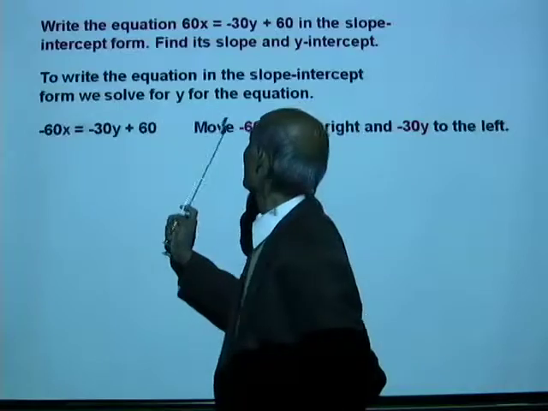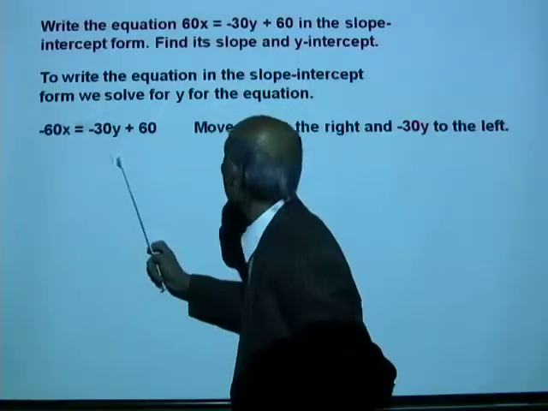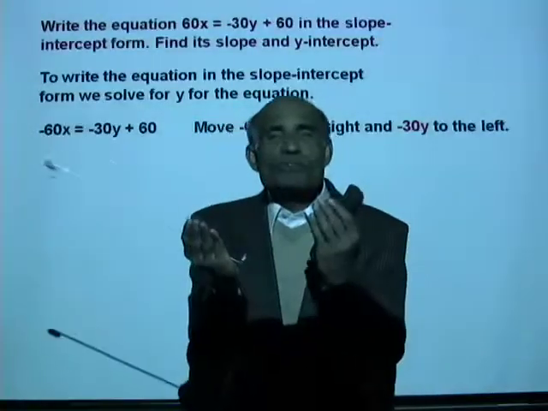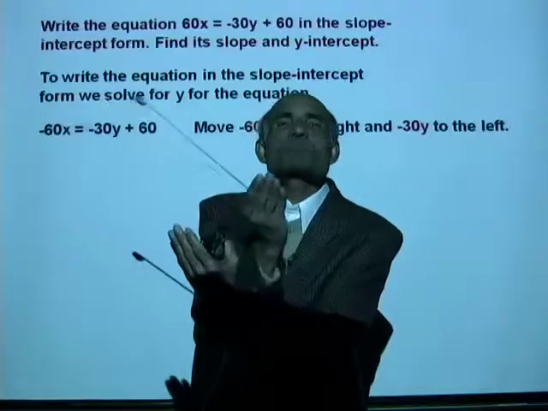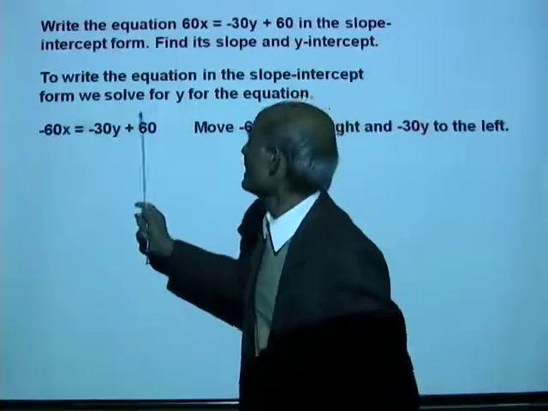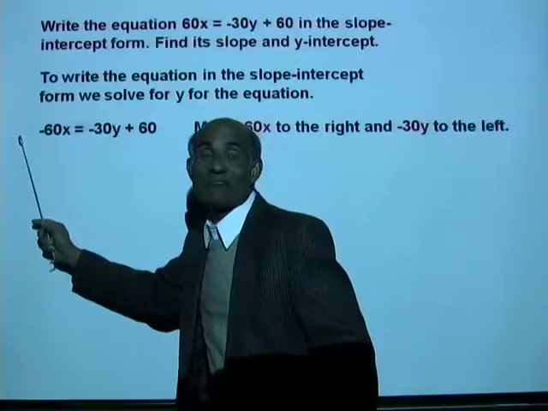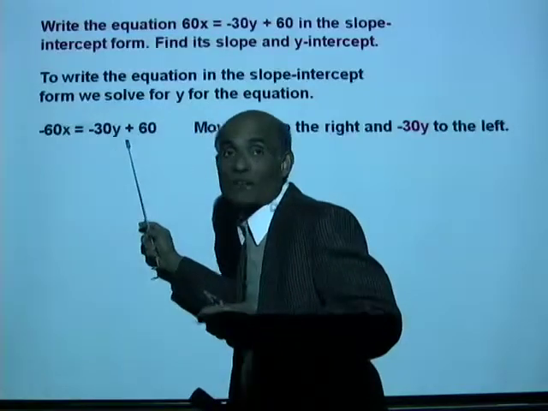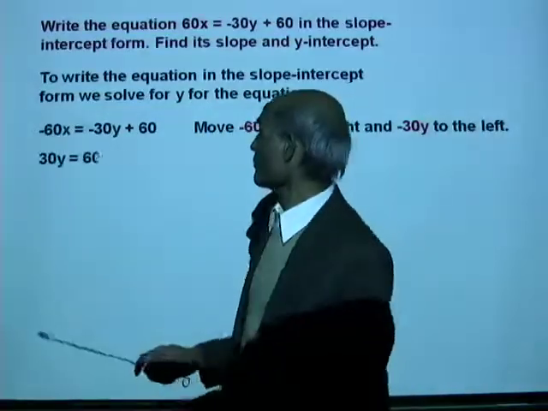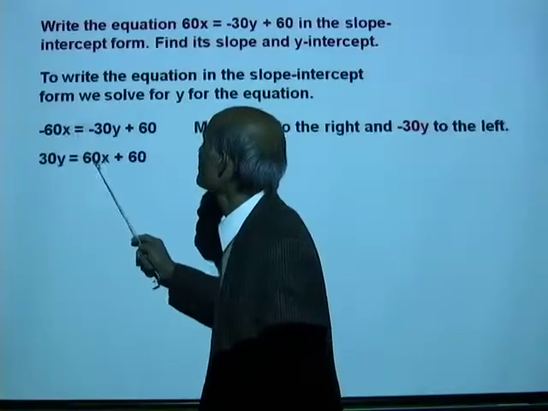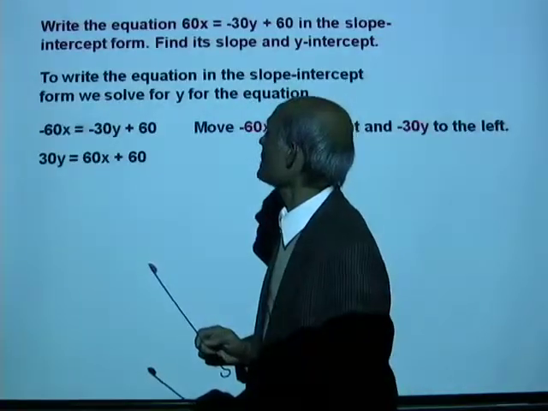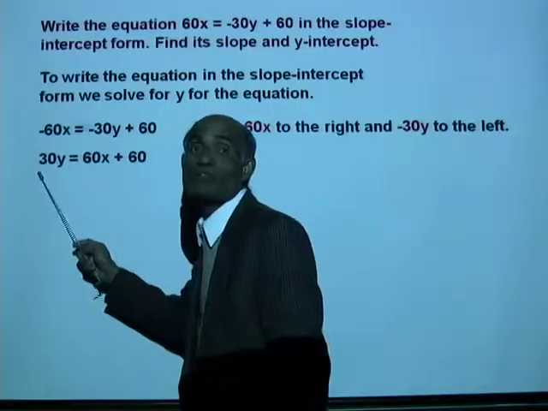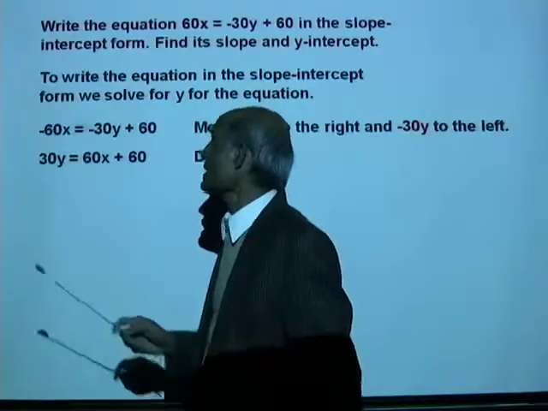First of all, move negative 60x to the right and negative 30y to the left. Put those terms in the appropriate place they belong to. You see, negative 30y must go to the left. It will become positive 30y. Negative 60x should come to the right. It will become positive 60x. So you got 30y equal to 60x plus 60. And now you need to have y alone here. What will you do? Divide throughout by 30.